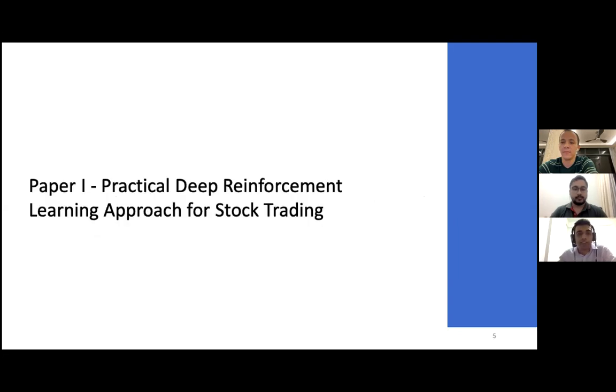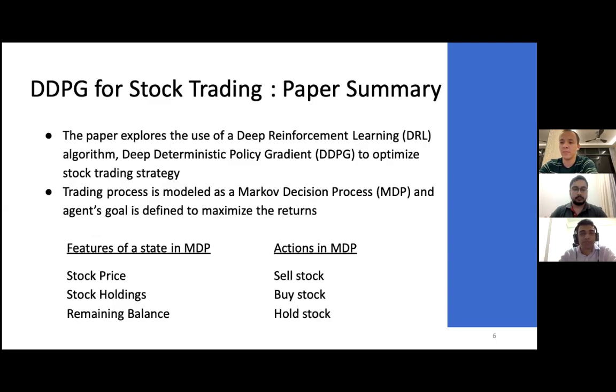The first paper is a practical deep reinforcement learning approach for stock trading. So I'll be talking about this paper in a bit more detail. What it contains is it explores the use of deep reinforcement learning. We'll refer to it as DRL algorithms going forward. So one such algorithm is deep deterministic policy gradient, or DDPG, which is used to optimize the stock trading strategy.